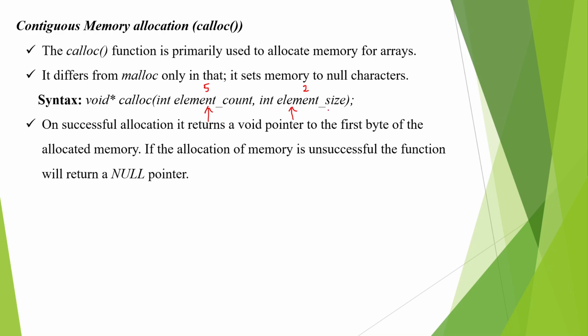Element count is nothing but how many such elements you want, and element size is nothing but what should be the size of each element. That is what is here. Your calloc function is also returning a generic pointer. As you can see here, the return type of calloc is a generic pointer. It will return the address of the first memory location of the allocated contiguous blocks. Hope you understood. It will allocate all the blocks contiguously, and it will return the first memory location's address in the form of a generic pointer.